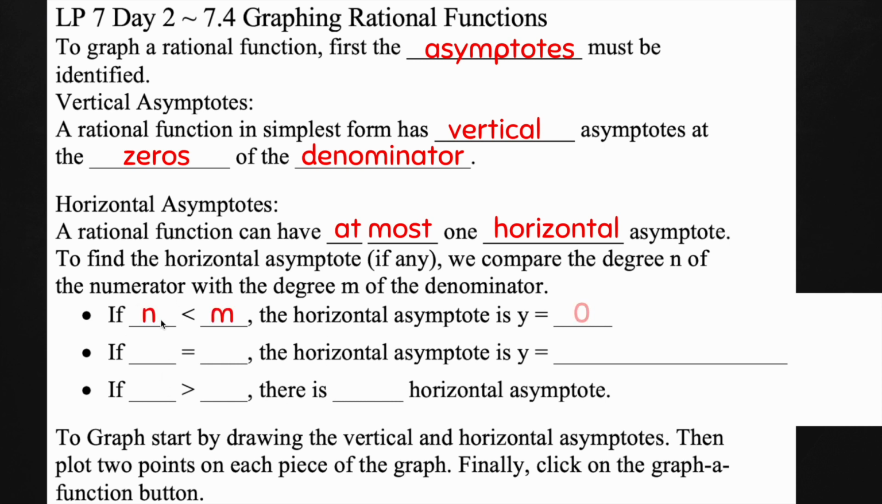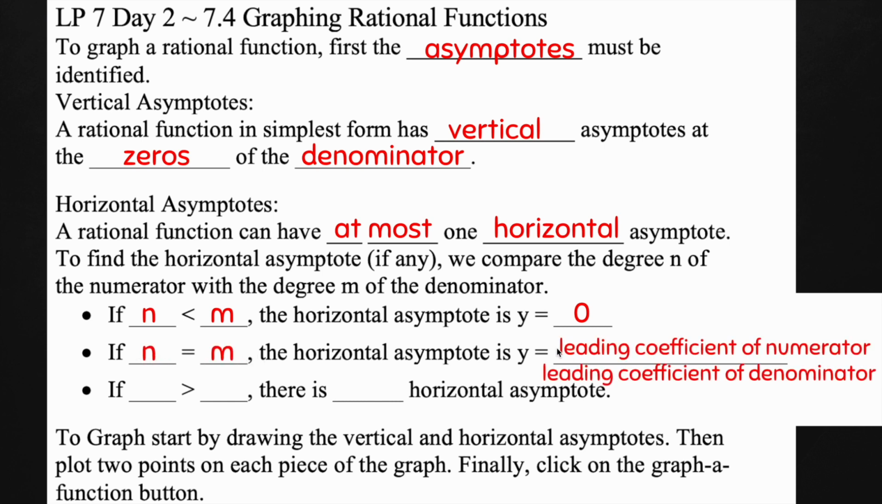If the degree of the numerator is less than the degree of the denominator, then we have a horizontal asymptote at 0. If the degrees are equal, then we create a little fraction: the leading coefficient of the numerator divided by the leading coefficient of the denominator. Remember, once we identify the degree, the highest exponent, the leading coefficient is just the number in front of the variable there. So it's the number attached to the front of the highest degree.